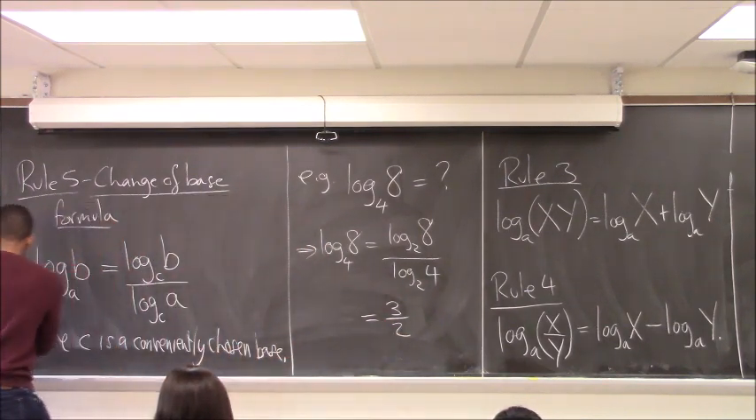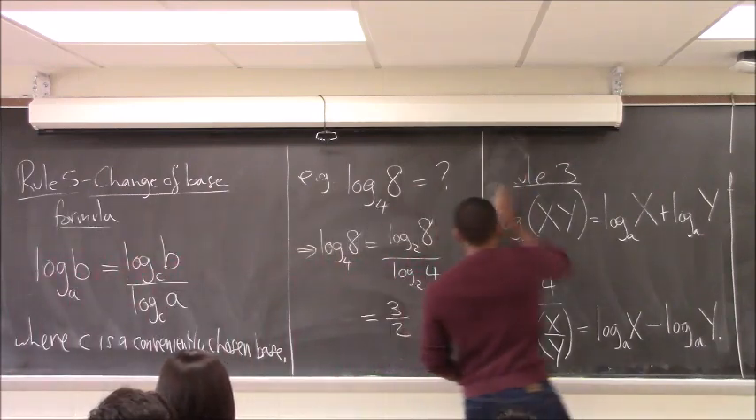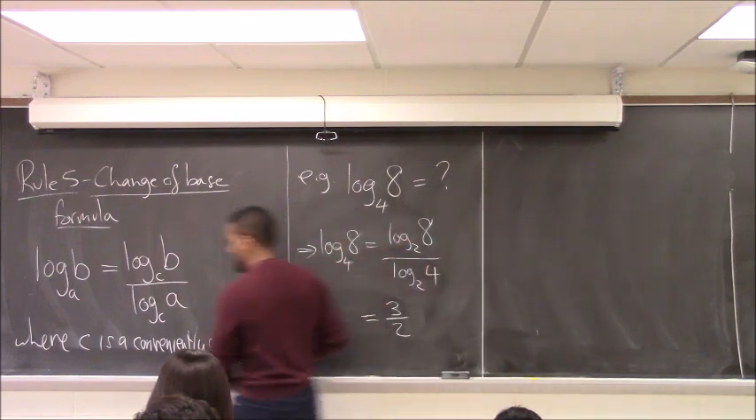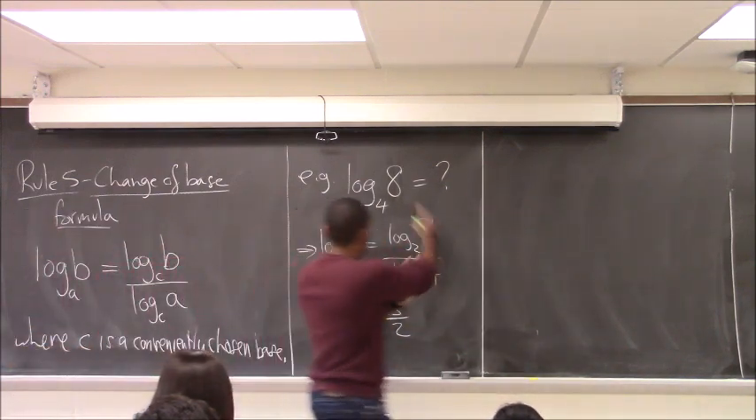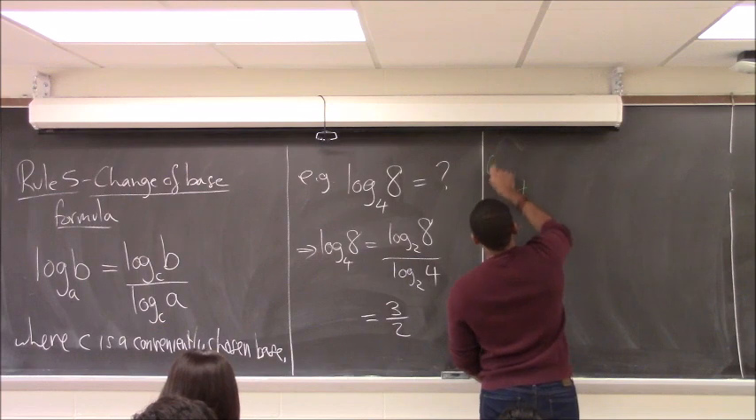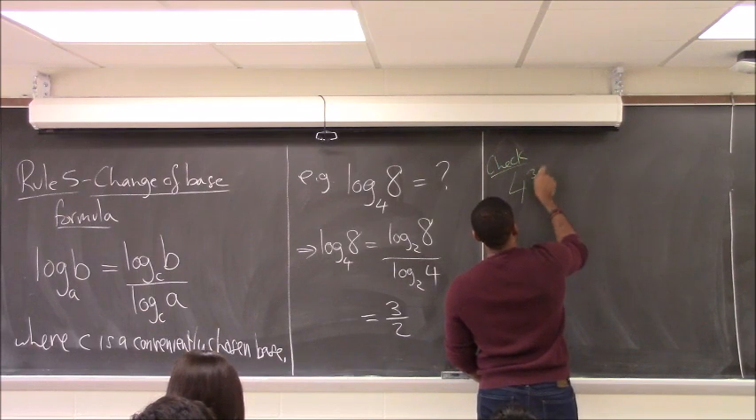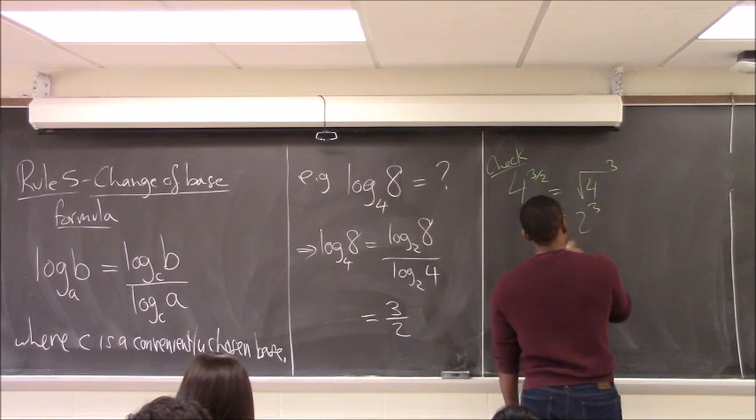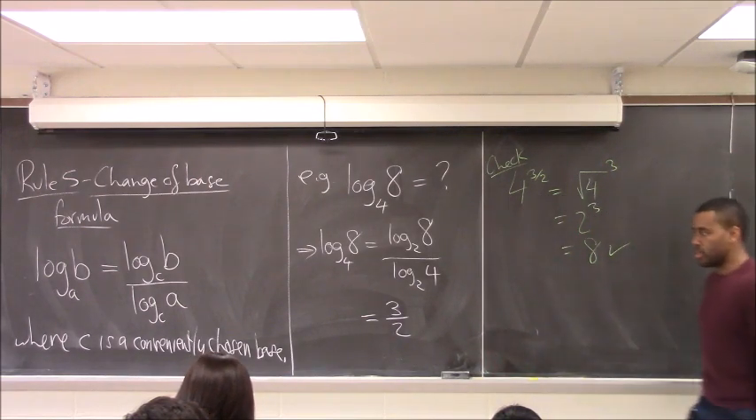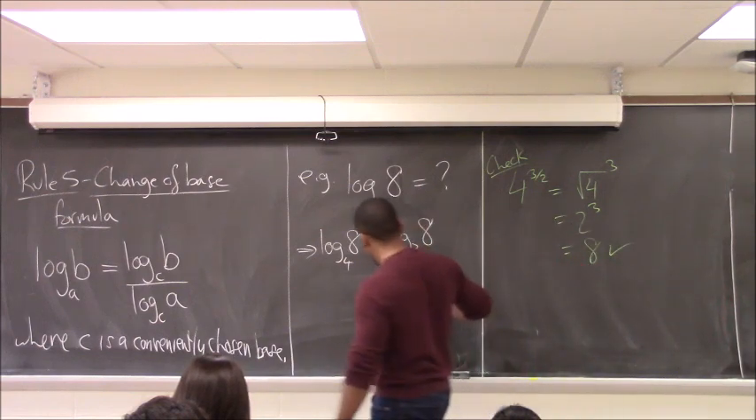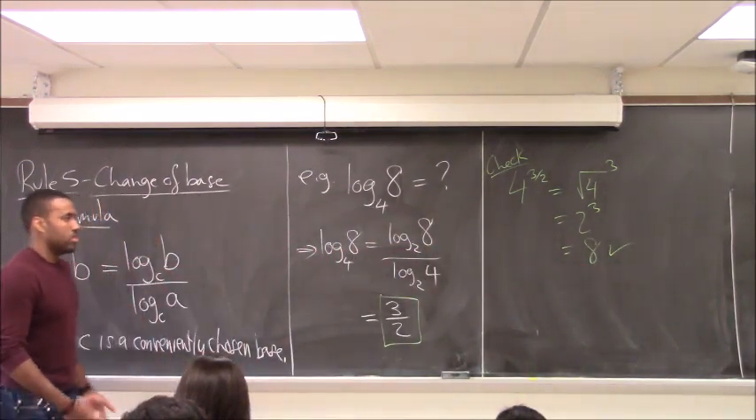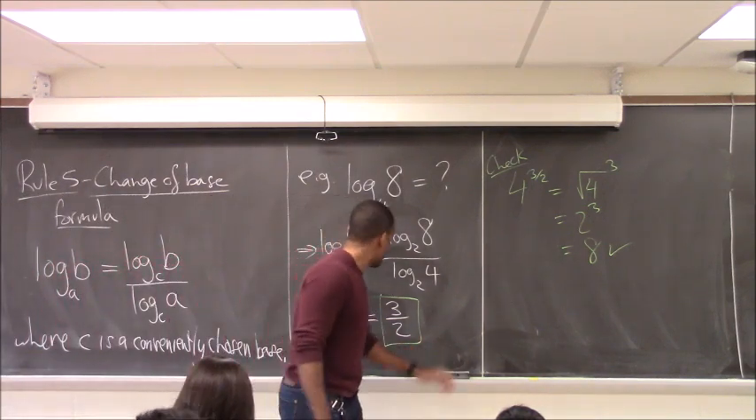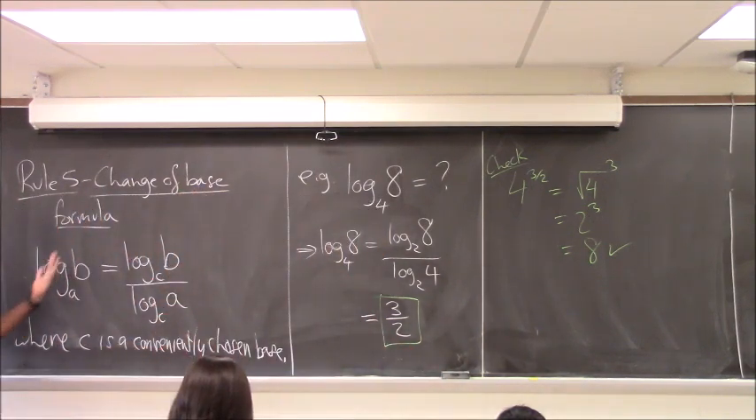And you can actually check this. 4 to the 3 halves is going to be what? If you check this, 4 to the 3 over 2, well that's just the same as square root of 4 cubed. Well that's just the same as 2 cubed. That is 8. That actually works. That's the answer. Change of base formula. So every now and then you're working with a logarithm, it's in some base, you don't like the base, you can actually change it via the change of base formula.